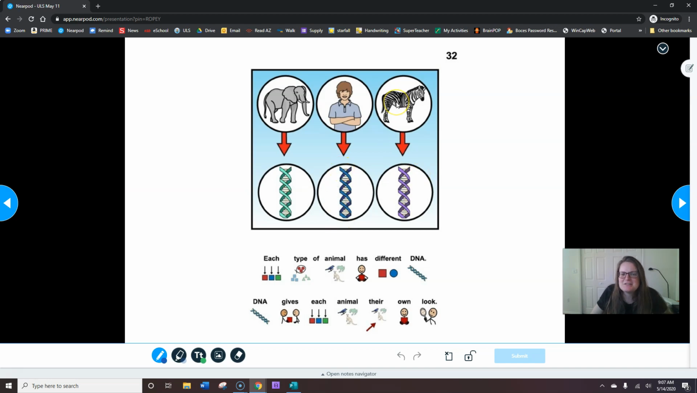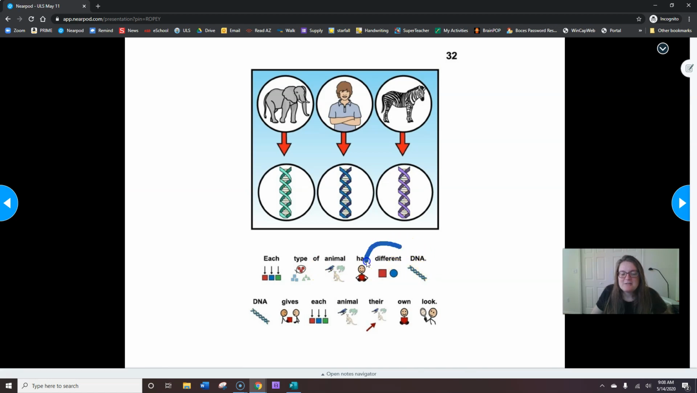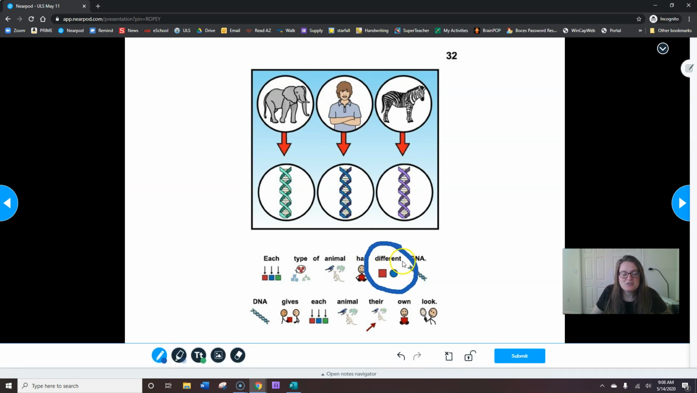And now a zebra has stripes and 4 legs. So their DNA is different from ours. And their DNA is different from an elephant because they're not as big. So all of them have different DNA. So each type of animal has different DNA. Let's circle different because every DNA is different. So I circle different, you circle different, then hit submit.